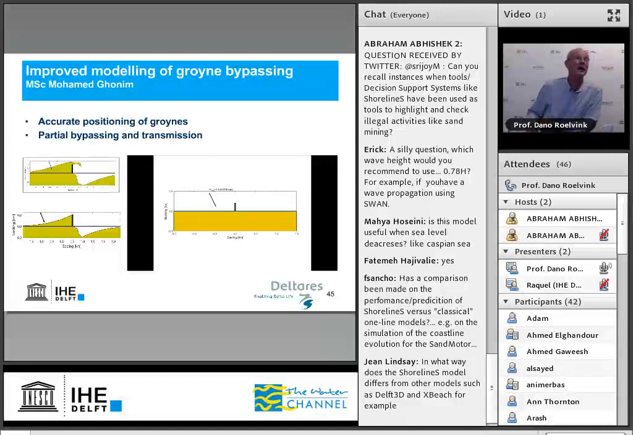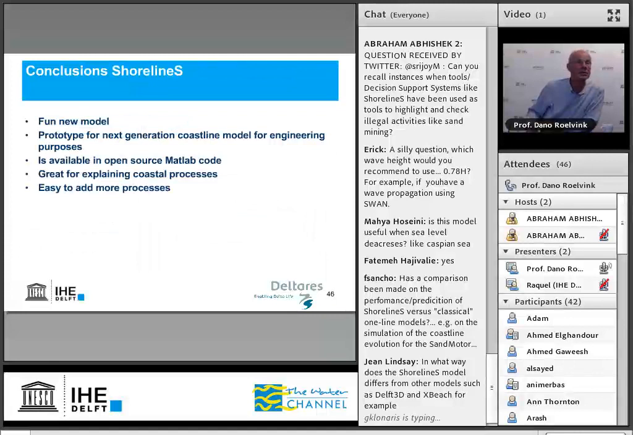Let's skip this animation. I do want to have some time for discussion. The conclusion is that we now have a fun new model, and it's a prototype for the next generation coastline model for engineering purposes. It's available in open source MATLAB code. The address is shorelines.nl.